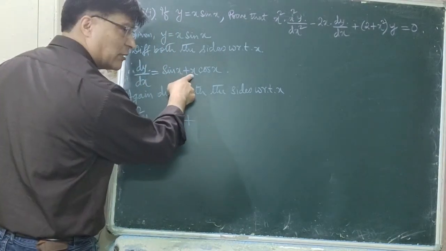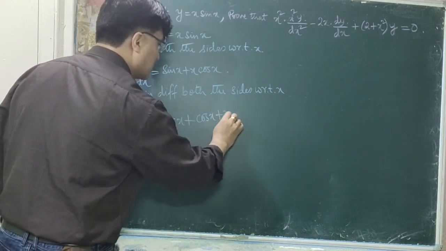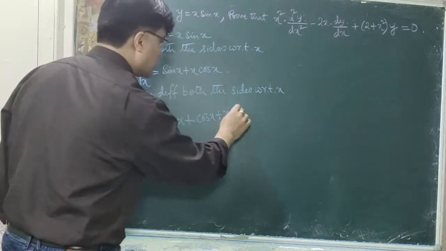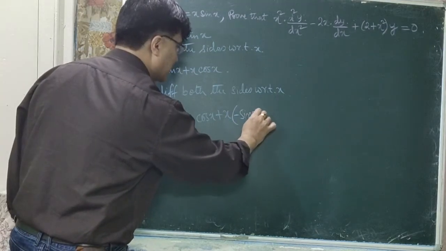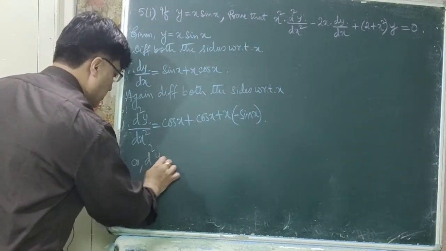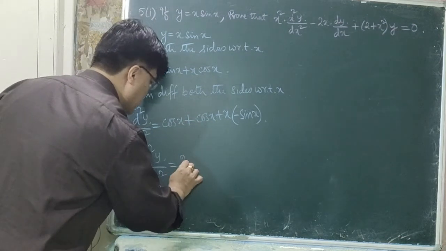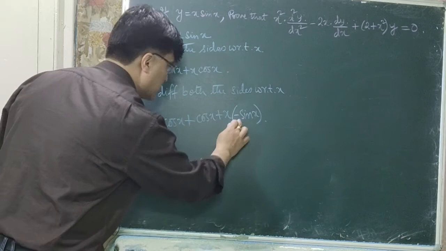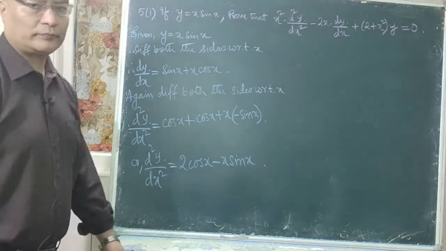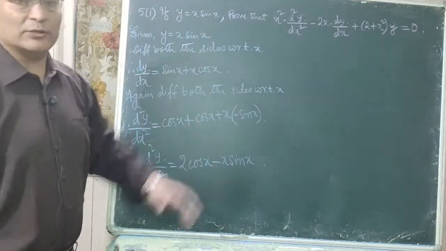So what is the differentiation of x? 1, keep cos x as it is, you know the uv rule, plus x into, now differentiate, x is kept as it is, now differentiate cos x which is minus sin x. Okay, so this is your d2y by dx square which is equal to cos x plus cos x, 2 cos x plus into minus x sin x.